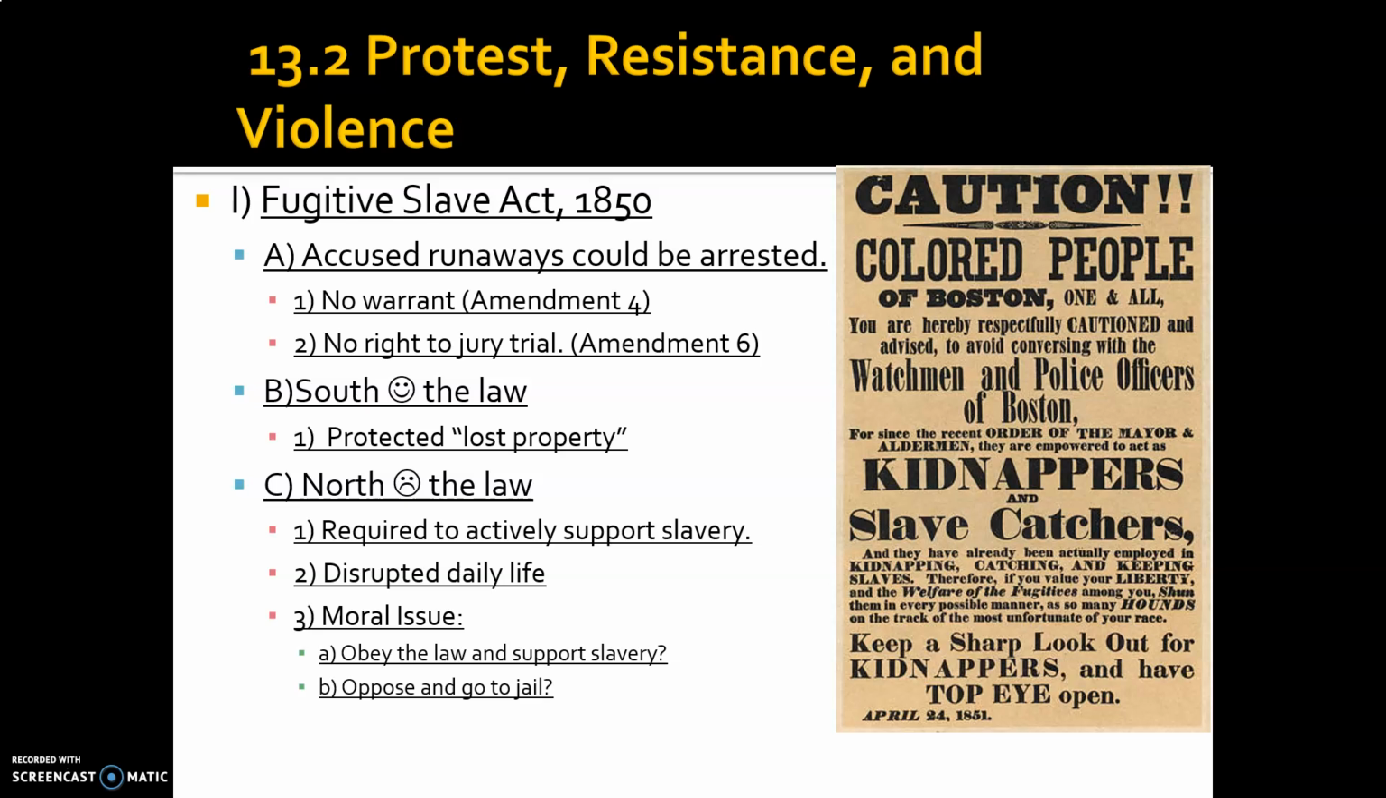And that moral issue was a major concern. Do I obey the law and support slavery? Or do I oppose it and go to jail? That moral conundrum of just because it is legal, is it moral or ethical? That's really the concept and the issue that people were dealing with.